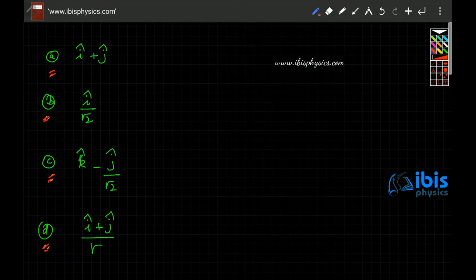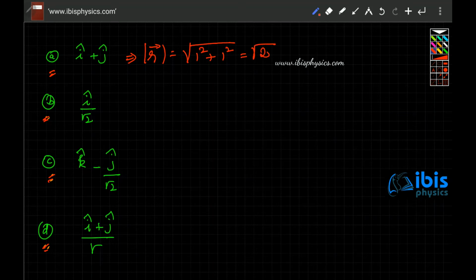Similarly, let us check i cap plus j cap. Suppose we call all of them r. The r vector's numerical value is root over i cap's coefficient squared, which is 1 squared, plus j cap's coefficient squared, which is 1 squared. So it is root 2. The value of this vector is root 2. Hence it is not a unit vector.